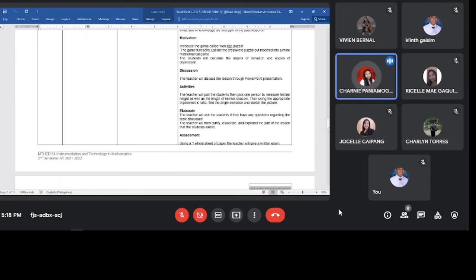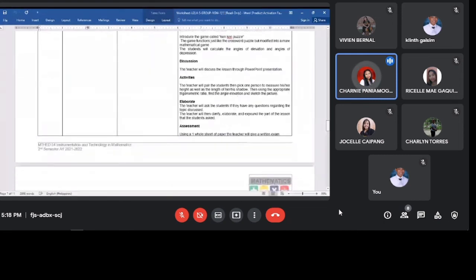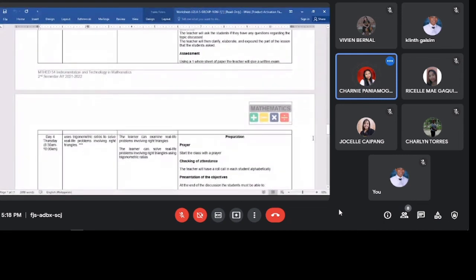Then the teacher will ask the students if they have any questions regarding the topic discussed. The teacher will then clarify, elaborate, and expound the part of the lessons that the students asked. For the assessment, using one whole sheet of paper, the teacher will give a written exam.